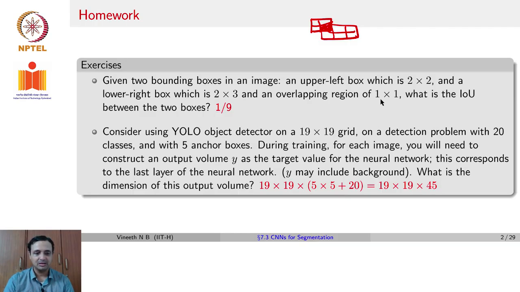And the second question: consider using YOLO on a 19 cross 19 grid, 20 classes, 5 anchor boxes. The output volume would be, remember we said it is S into S into 5B, that's the number of anchor boxes, plus C, the number of classes, and that's the final answer you get. We assume here that C, the number of classes, also includes the background. If you want to have background as a separate class, then you'll have to add one, so C would be 21.